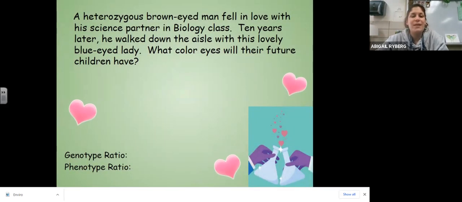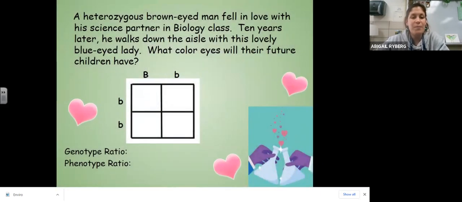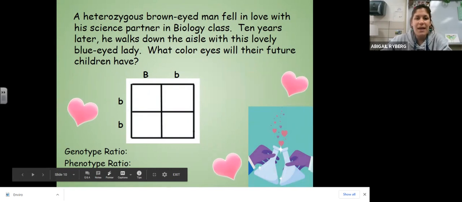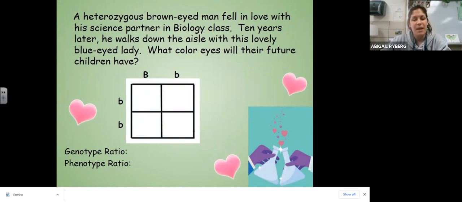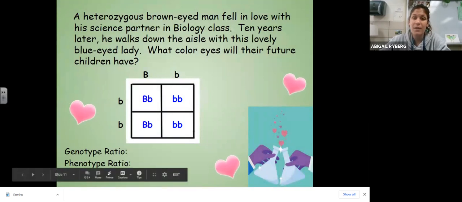Let's do another example. A heterozygous brown-eyed man fell in love with his science partner in biology class. 10 years later, he walked down the aisle with this lovely blue-eyed lady. What color eyes will their future children have? So if we make the square, he is heterozygous brown, so he's big B, little b. And she is blue eyes, which is recessive, so she must be little b, little b. If we fill in the square, we see big B, little b's, so half big B, little b's and half little b, little b.